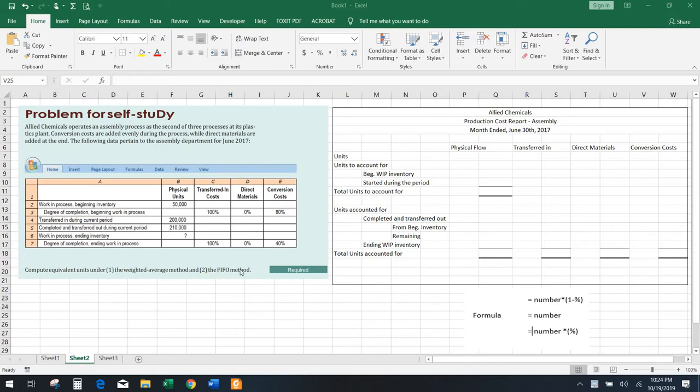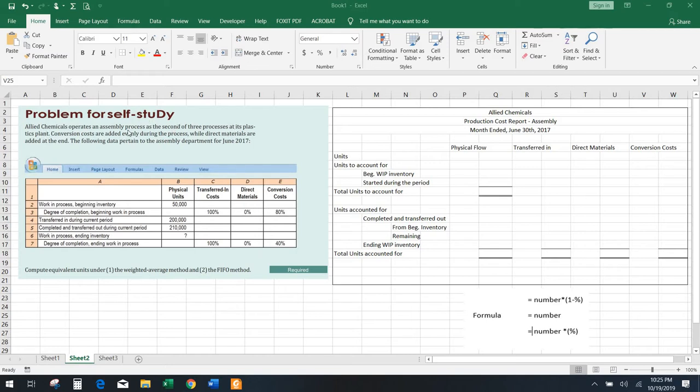I'm actually going to do the FIFO method first because it's more difficult, and then I'll compare that in another video against the weighted average method. And I think making two different videos helps demonstrate how to solve for the equivalent units under the two scenarios. So we'll go ahead and read the problem. It says, Allied Chemicals operates an assembly process as the second of three processes at its plastic plant.